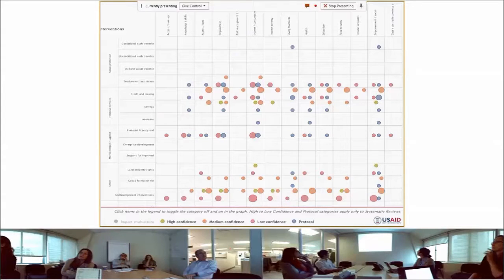So these are all the systematic reviews. The green ones are the ones that we judge to be of high confidence in the findings. Orange ones are medium, red ones are low, and blue ones are ongoing systematic reviews still in process.